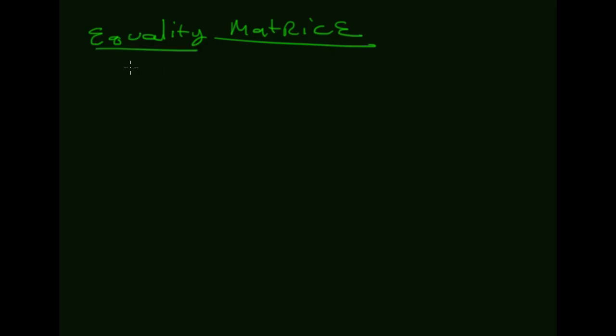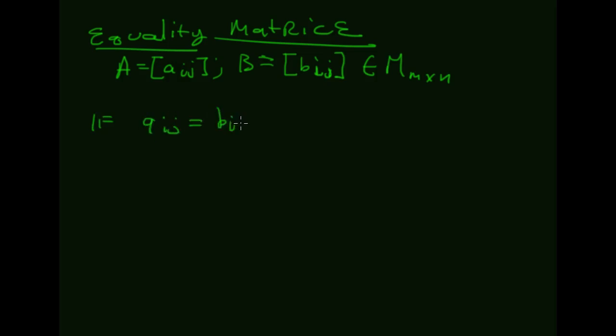Alright, so this is pretty straightforward. If I have two matrices A, where all the elements are aij's, and B, where all the elements are bij's, and these are both matrices of the same size, m by n, and if aij is equal to bij for all i up to m and all j up to n, then we say that A is equal to B. So we say that the two matrices are equal if all of their elements are equal. Okay, so that's pretty straightforward. Let's get into matrix addition.